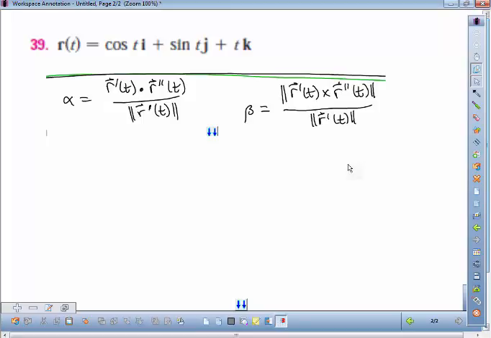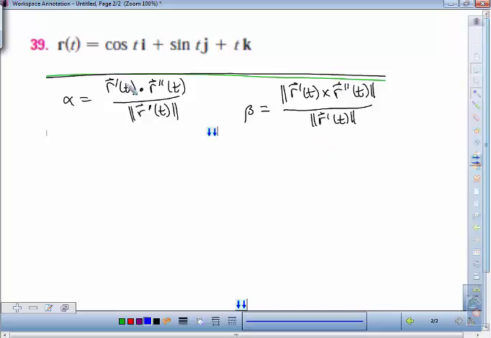All right, we have our position vector. It's cosine t, sine t, and t, so it looks like a helix. And we want to know the acceleration vector in terms of the n and the t vector, the tangent and normal vectors. All right, so let's find those. Let's get things set up. We need the first derivative, the second derivative, and some magnitudes and a cross product and a dot product. So let's do that.